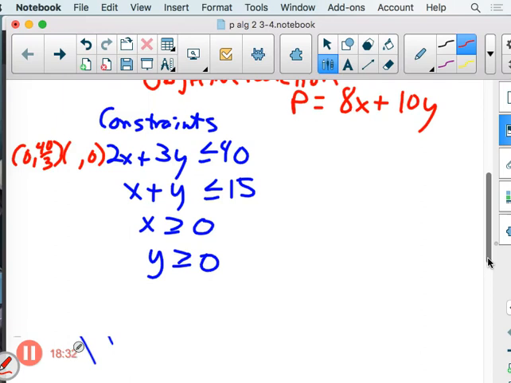40/3. So I think, okay, how many times does 3 go into 4? Well, it goes into the 4 once with a remainder of 1. So then it'll go into that 10 3 times with the remainder of 1. When I graph it, I probably just want to think of it as 13 and a third.